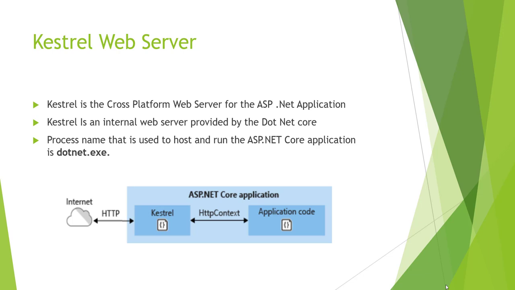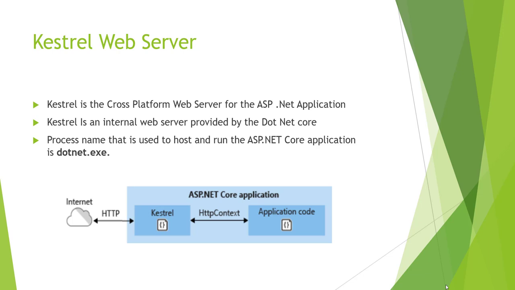It means that it supports developing and running applications on different types of operating systems such as Windows, Linux, or Mac. In a similar way, Kestrel is a cross-platform web server for ASP.NET Core applications. That means the server supports all the platforms and all the ASP.NET Core applications. By default, ASP.NET Core includes the Kestrel web server, and Kestrel is also called an internal web server.